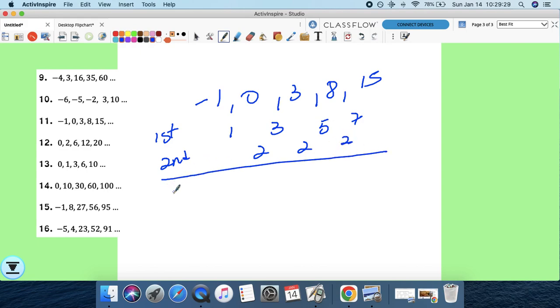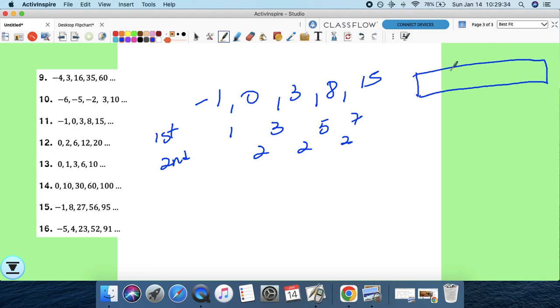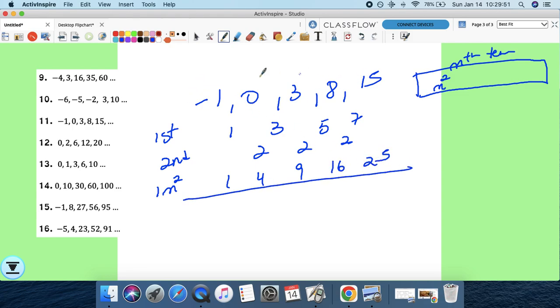Okay. So we have a quadratic. So here's my nth chart. We have a quadratic sequence in here, and the coefficient is 2 divided by 2, so it's just 1. What does that look like? It's just 1, 4, 9, 16, 25, etc. Subtract the original minus this one: negative 1 minus 1 is negative 2, 0 minus 4 is negative 4, 3 minus 9 is negative 6, 8 minus 16 is negative 8, 15 minus 25 is negative 10.